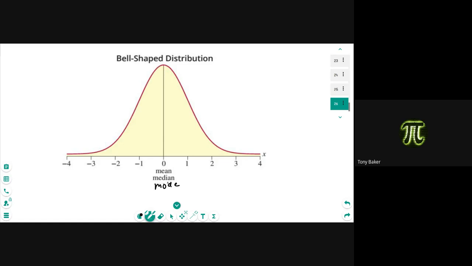All right, so this is a bell curve. If you remember, we were talking about before, we were talking about symmetry. A bell curve is symmetric. Both sides are exactly the same. Your mean, mode, and median will be exactly in the middle.